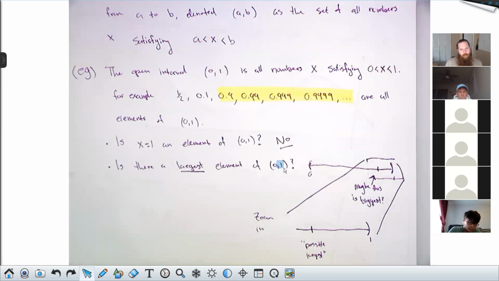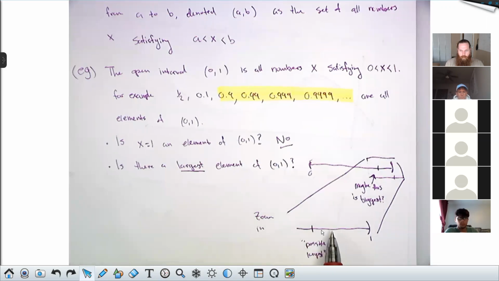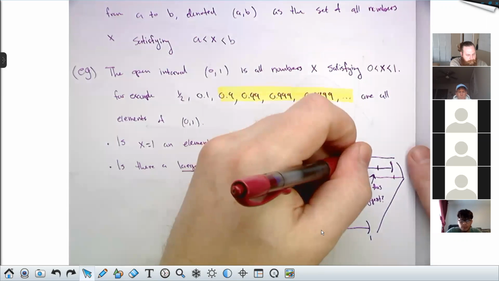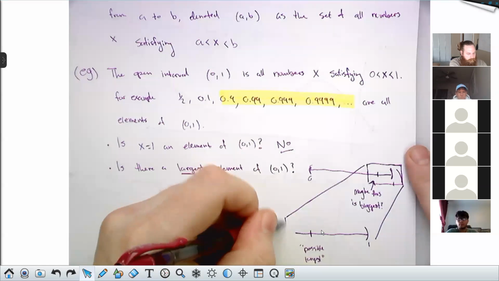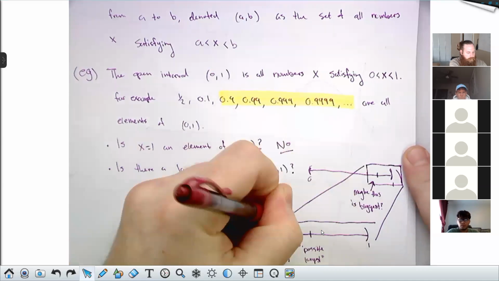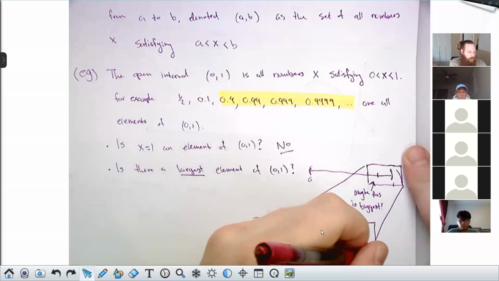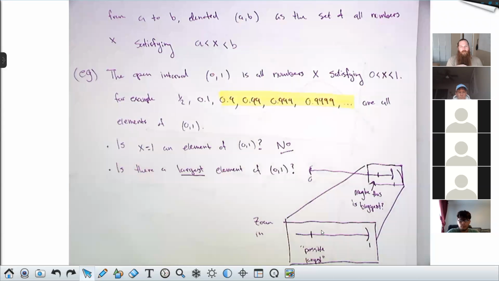But this raises an interesting question. So 1 is definitely not in this set. It's too big, right? It doesn't fit the definition. And there is no largest number in this set. So we can always sneak over a little further. This is intimately connected to what's called the least upper bound principle. It's true that 1 is the least upper bound of the set of numbers in the open interval from 0 to 1. But it's not an element of that set.